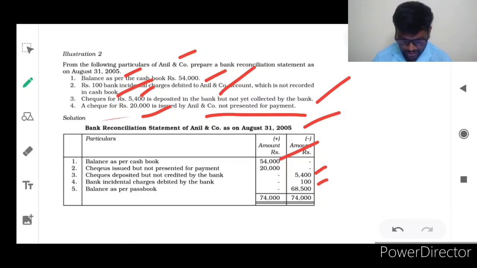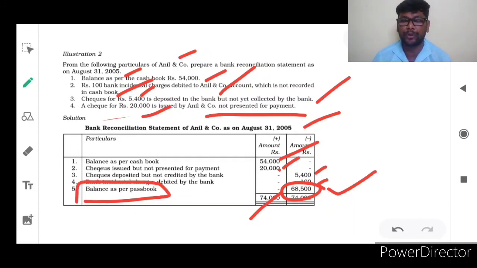So anyway, it is favorable. You can add it to your cash book. So finally, 54 plus 20 is equal to 74,000, and on this side the minus figure is 5,400 plus 100, collectively 5,500 rupees. Then 68,500 will be the end result. So as per passbook, this result will show.